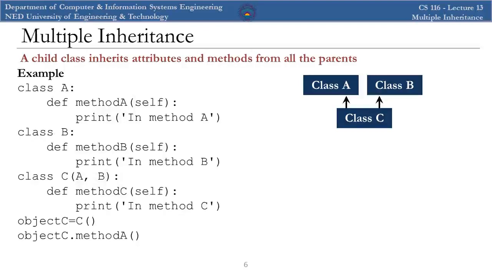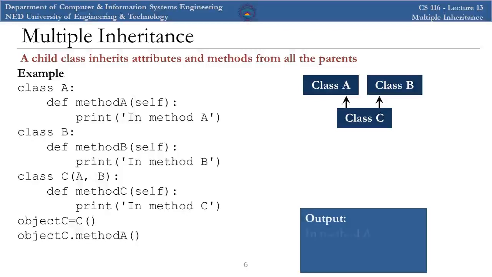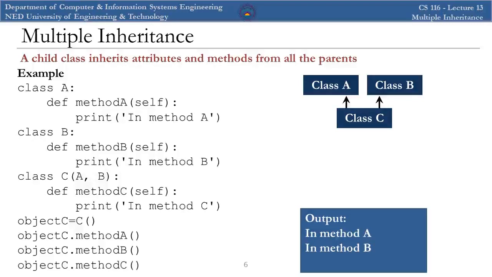So when you run it, it won't produce any error. In fact, you will be able to access this method without any problem. So here's the output. This means that method A has been executed successfully. Similarly, I can call method B, which is from the second parent class. That is also accessible. And here is method C, right? So this is almost the same as with single inheritance. The only difference is that we now have more than one parent class.